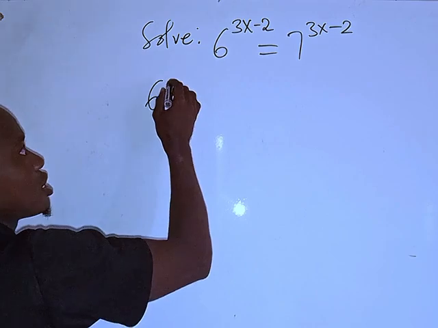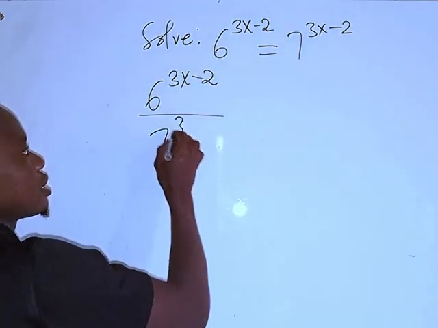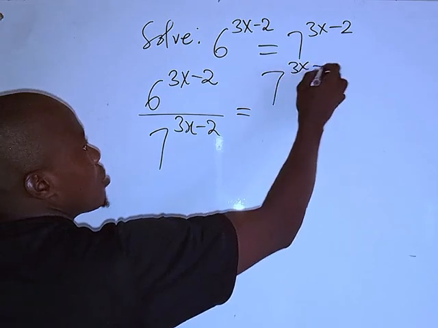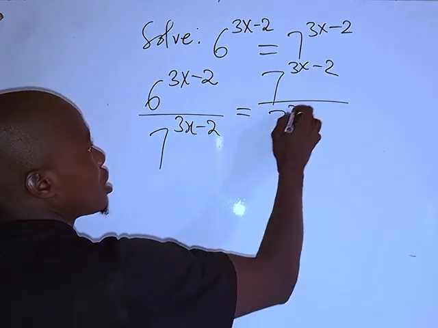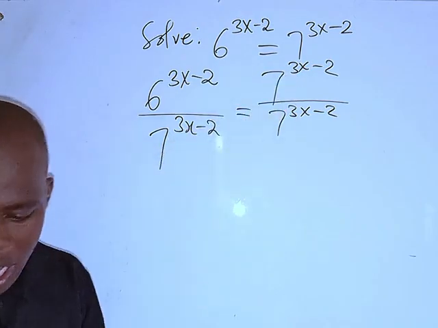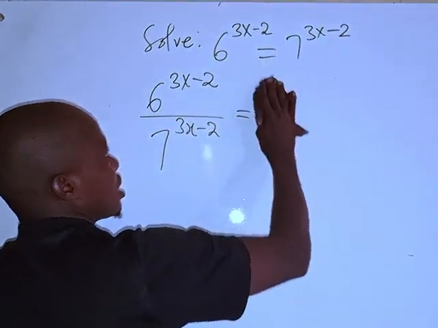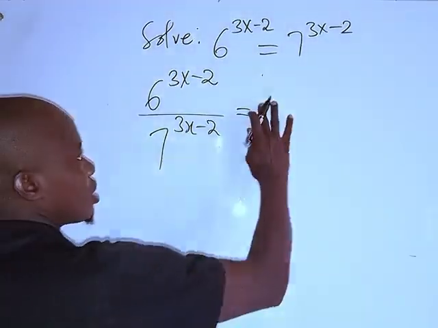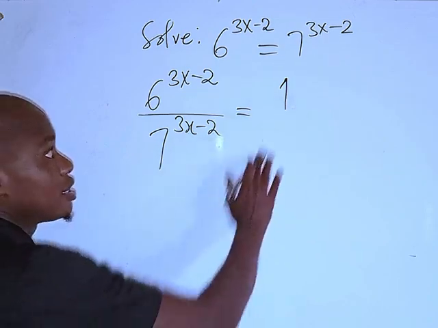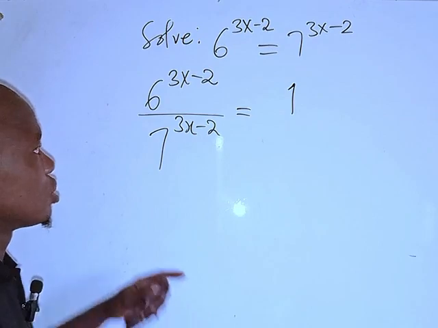From here, I will go by dividing through by 7 to the power of 3x minus 2. So we have 6 to the power of 3x minus 2 divided by 7 to the power of 3x minus 2. That's what I'm saying, because if this cancels this, everything there is going to be 1. Permit me to clean it, and I'm going to have 1 here. So now the right hand side is 1, right? So what do you think we can do?